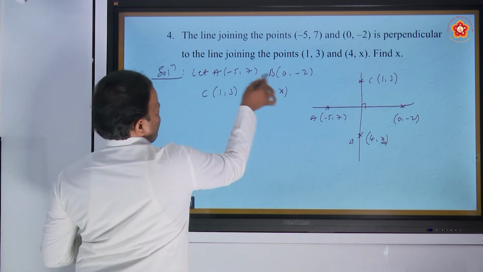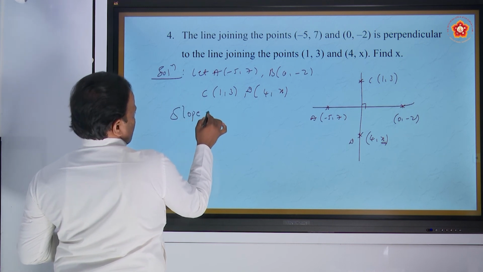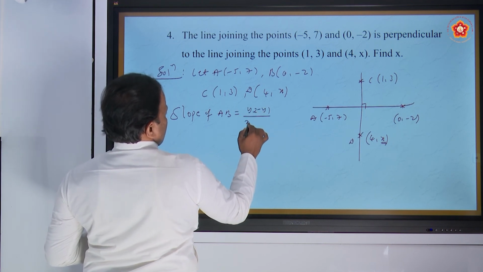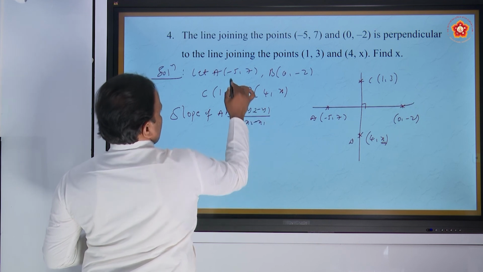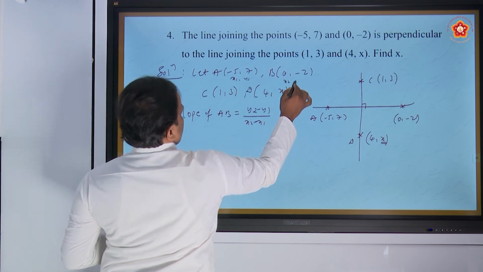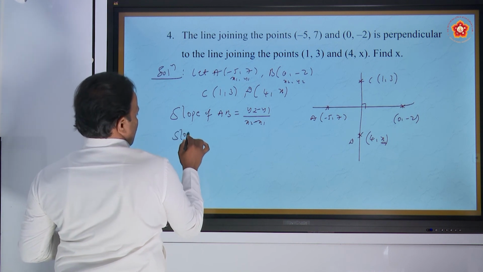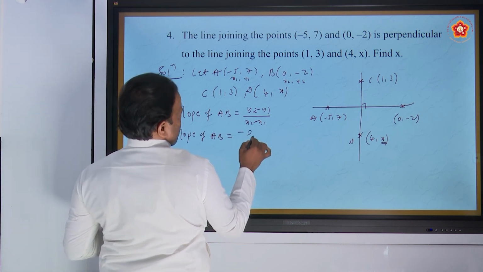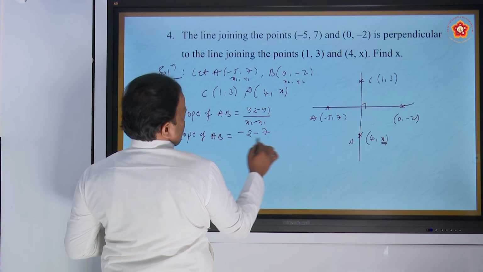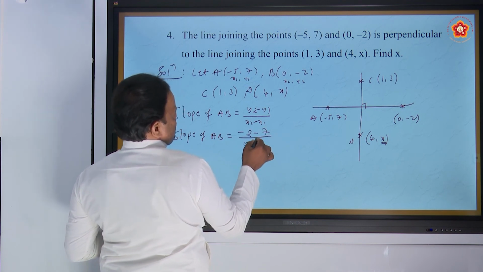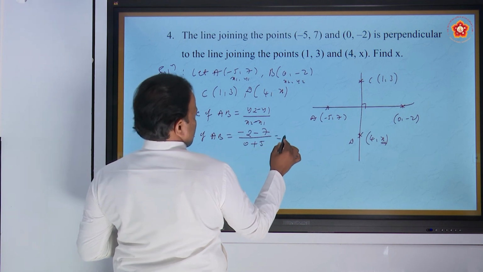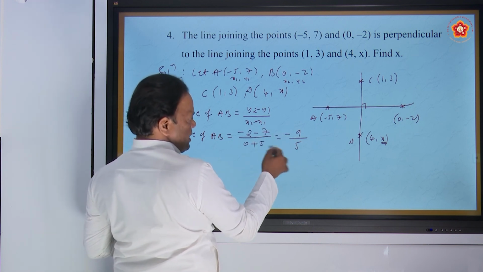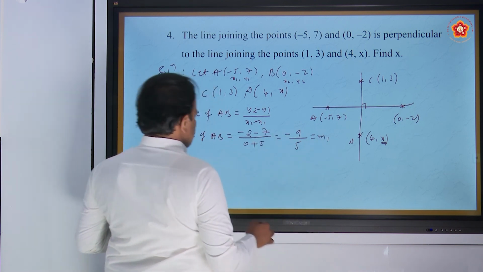Same steps. First find the slope of AB. Same method. Slope of AB is equal to, using the formula, y2 minus y1 divided by x2 minus x1. This is x1, y1, x2, y2. Slope of AB is equal to y2, minus 2, minus y1, which is 7 here, correct? x2 is 0, minus minus 5, which is 5. This is equal to minus 9 by 5, correct? Minus 2 minus 7 is minus 9, divided by 5. Say M1. Slope of AB is over.